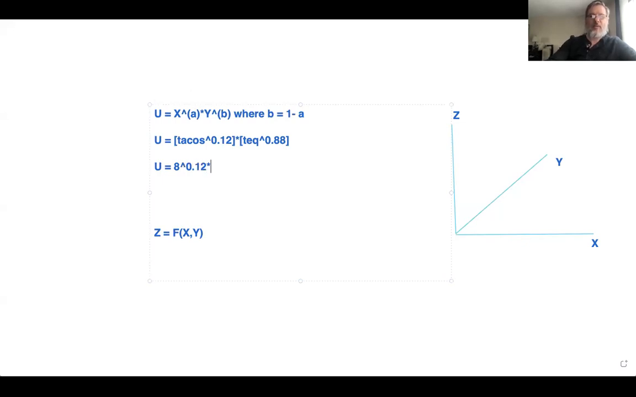0.12 power times, and how many shots of tequila? It was 10. 10 raised to the 0.88 power. And then we'll get some number. And you can tell me, what about you, Tian Hui? Did you get this? Does this make sense to you? Do you have your number?